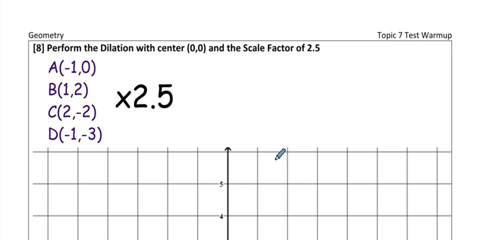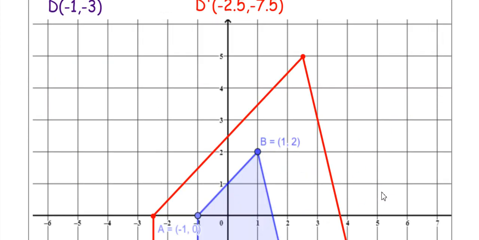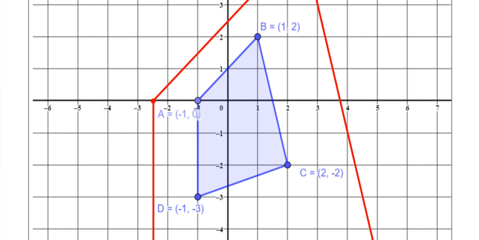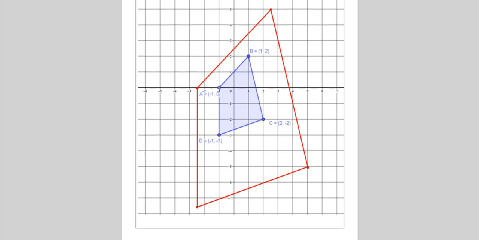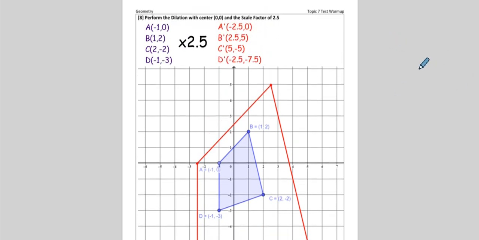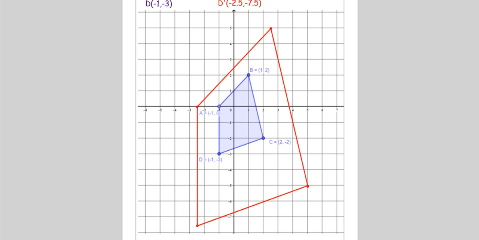Essentially we're just going to take these coordinates and multiply them by 2.5 and produce new coordinates. As soon as you produce those new coordinates, you can plot those on the grid, right? Nothing really too mind-bending here in terms of the strategy. We just take the old coordinates times 2.5 for the new coordinates, and then we have it. Now, in terms of evaluating your results, you do want to make sure it passes the visual test.